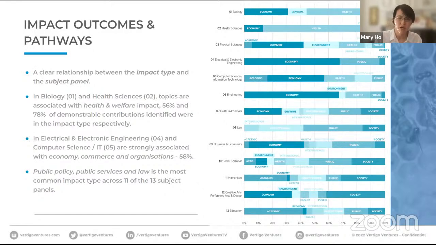We derived it from this first research question. So obviously there is a clear relationship between the impact type and the subject panel. In biology and also in the second subject panel, health sciences, topics which were mentioned in the impact case studies are associated with health and welfare impact, which of course, as I mentioned, for biology is nearly 60%, and for health sciences, it's actually nearly 80%.